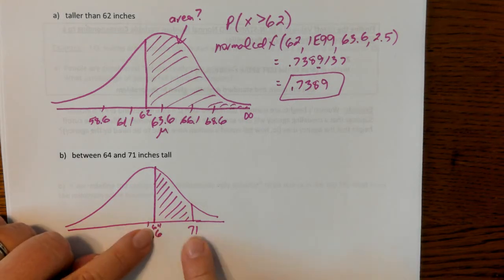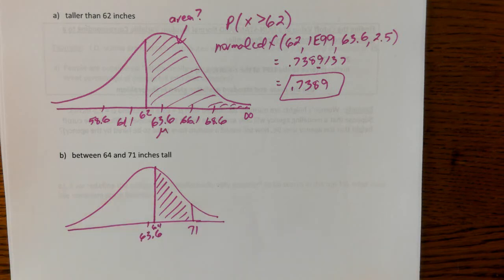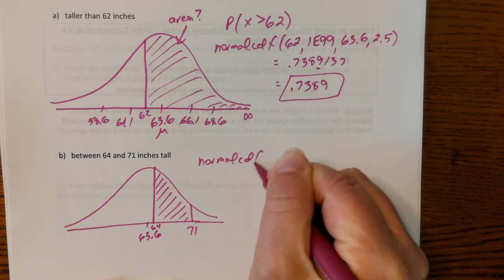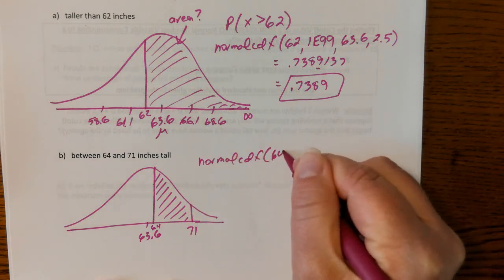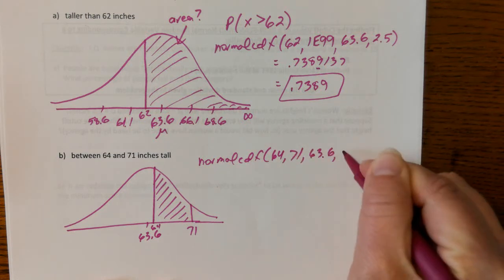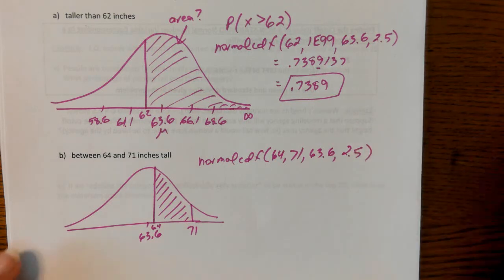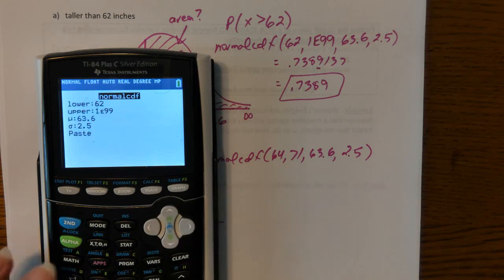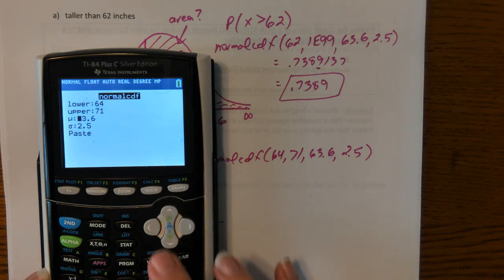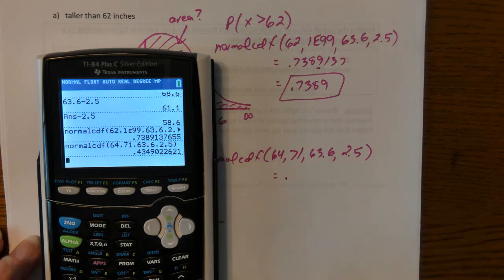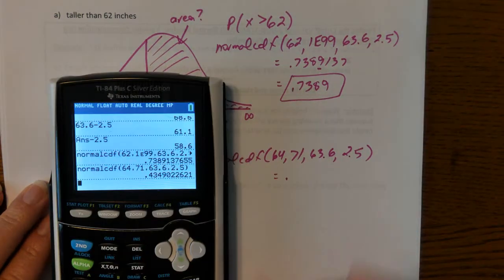Again, we know the cutoffs. We know the lower and upper bounds. What we're missing is the area. So that means we're going to use normal CDF. The lower number is 64. The upper bound is 71. The mean was 63.6, and the standard deviation was 2.5. That stayed the same. Second, VARS, normal CDF, fill in your numbers. And since we're looking for area, we know that's going to be 4 decimals.